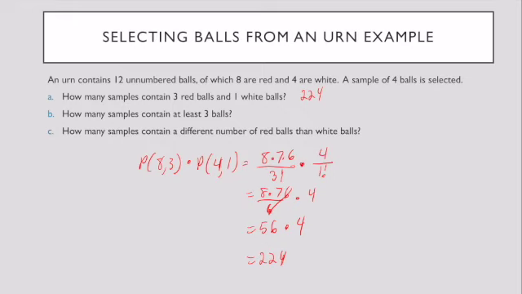Now, how many different samples contain at least 3 balls? This is a poorly worded question, kind of a trick question. They don't tell you what color. All the samples contain 4 balls, so it's going to be all of them, all 495.